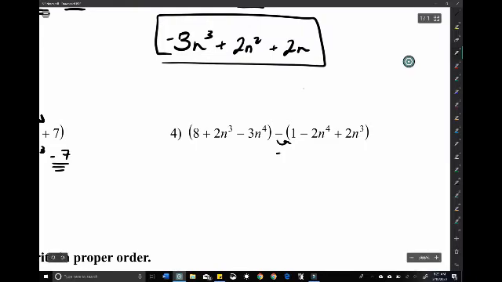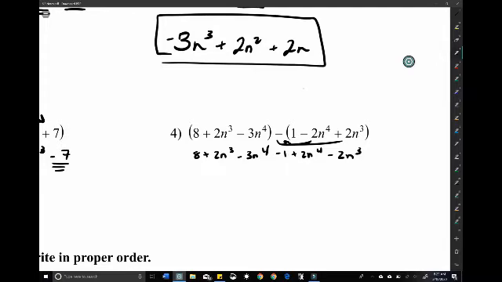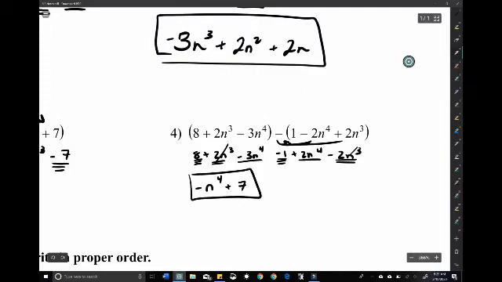So again, we're just going to distribute the negative. Minus 2n to the third, and then 8 plus 2n to the third minus 3n to the fourth. All that stays the same. That's a big 4 for a power. Start with the highest exponent, so negative 3 and 2 is negative n to the fourth. We'll look for the thirds next. 2 and negative 2, they're going to cancel, so you don't need to write anything for those. And then plus 7 because negative 1 and positive 8. Negative n to the fourth plus 7.